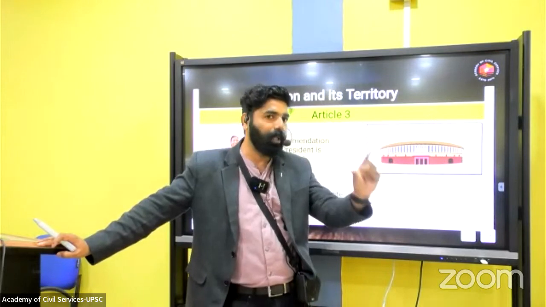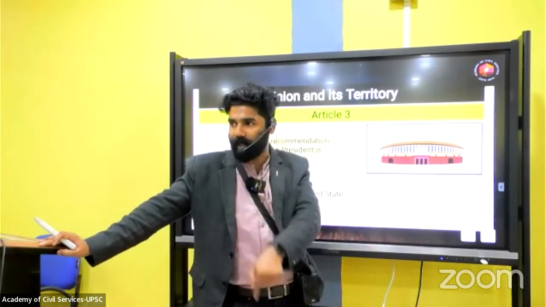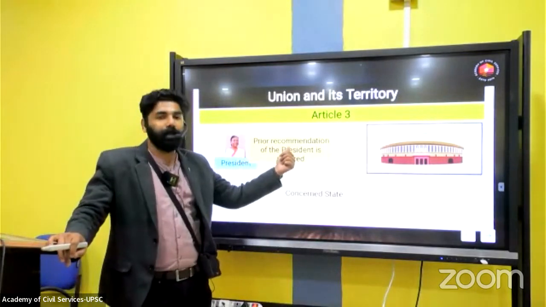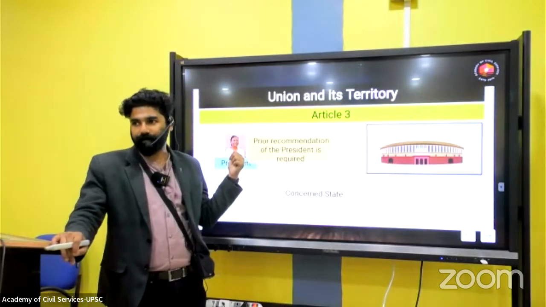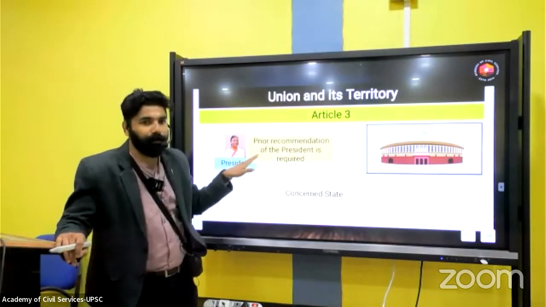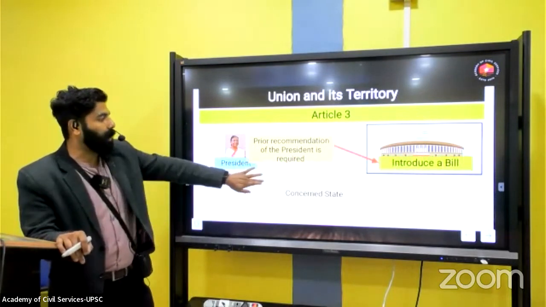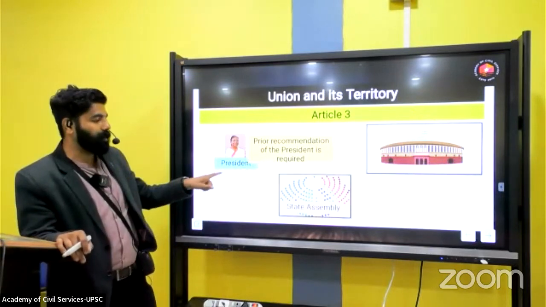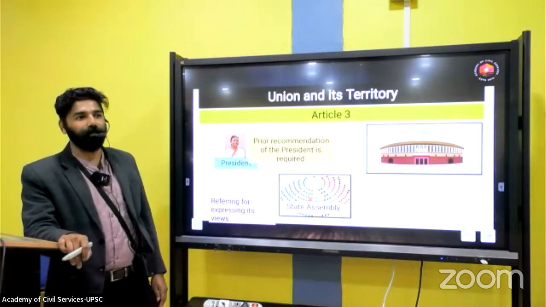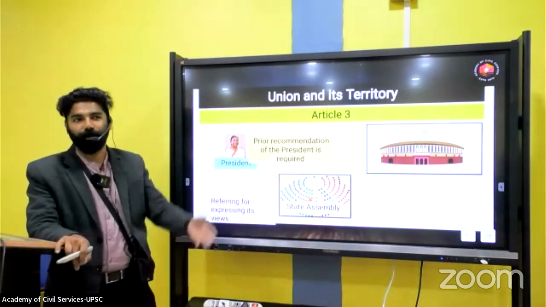The Parliament is empowered to do this under Article 3. Any change to any state in India has to be done by the Parliament, and for those changes, the prior recommendation of the President is a must. It has to be recommended by Draupadi Murmu, the current President of India. Before that, the President will send a reference to the state assembly of Assam, asking for its views on changing the name.